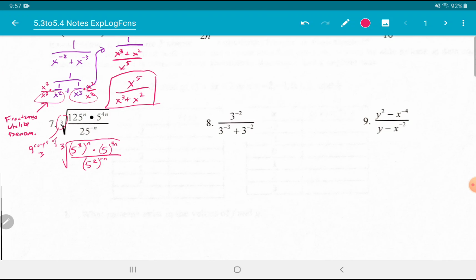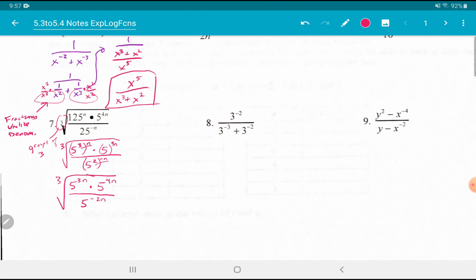of -n. Now keep in mind, when you have a power to a power, this rule tells us that we can multiply them together. Power to a power means we can multiply. So simplifying this, I have the cube root of 5 to the power of 3n times 5 to the power of 4n divided by 5 to the power of -2n.